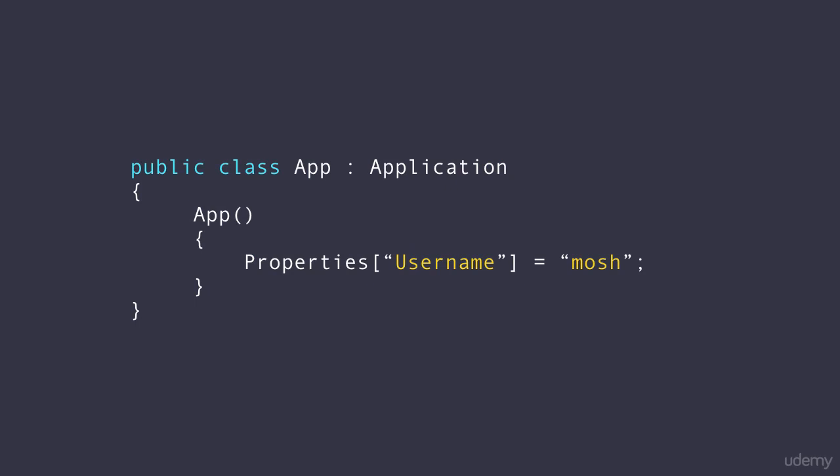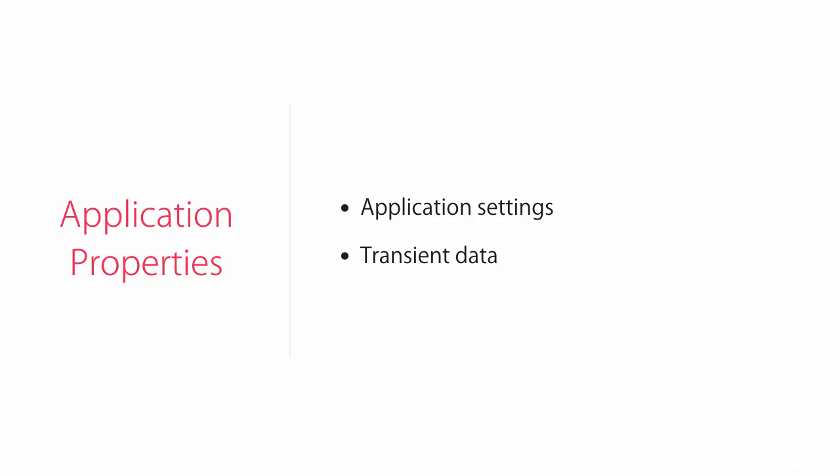So we don't have to write any data access code. All we have to do is put some objects in this dictionary. Now, even though we can put any objects in this dictionary, it's better to use it only for simple values like integers, booleans, strings, date times, and so on. If you want to store a complex object in this dictionary, you need to serialize it as JSON, and then when the application wakes up, you need to manually deserialize it. So even though we can store complex objects in this dictionary, it's better to reserve this option for storing simple values. So basically we use application properties for simple application settings or transient data.